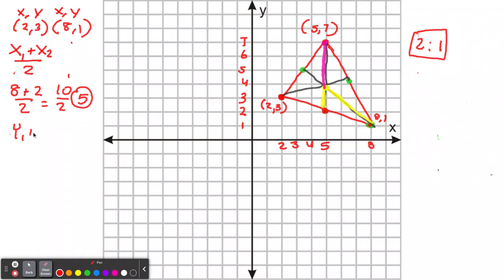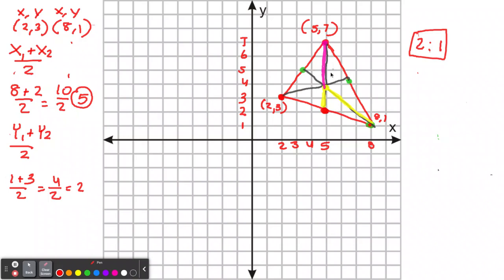And then (y1 + y2)/2. So for the y's, we have 1 and 3. So 1 plus 3 over 2 is 4 over 2, which is 2. We can see this on the graph: (5, 2) is the midpoint, and we already put it down. (5, 2) is the midpoint.